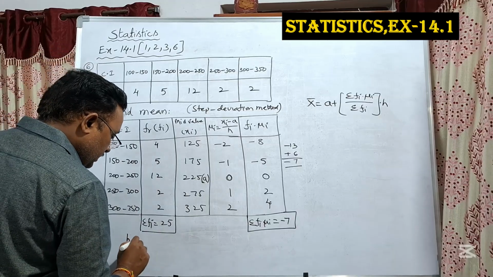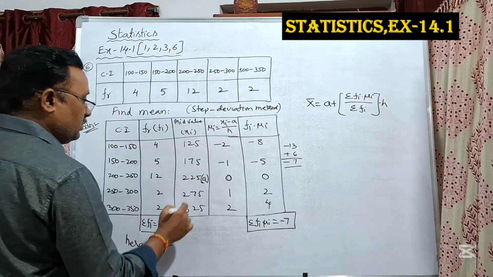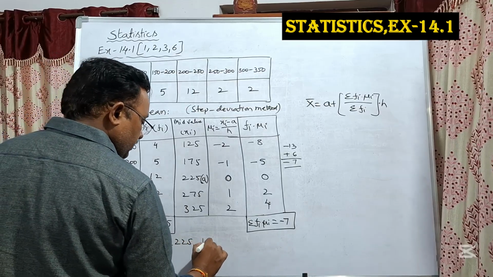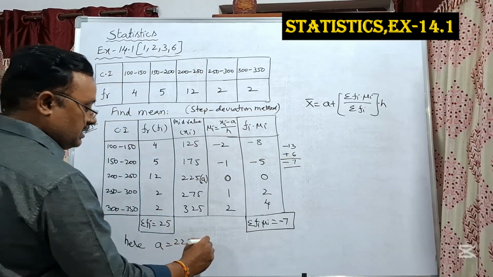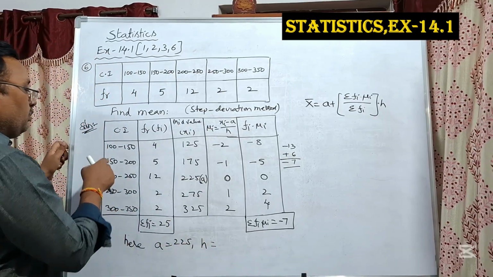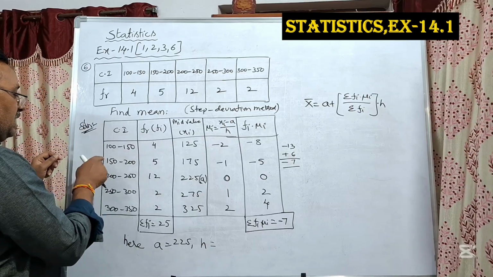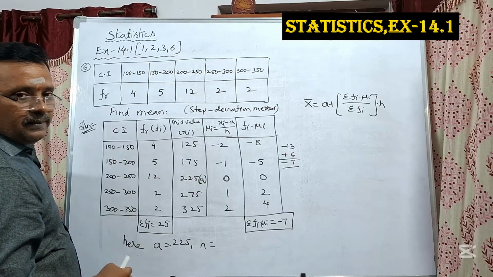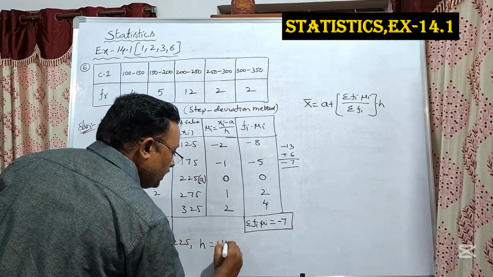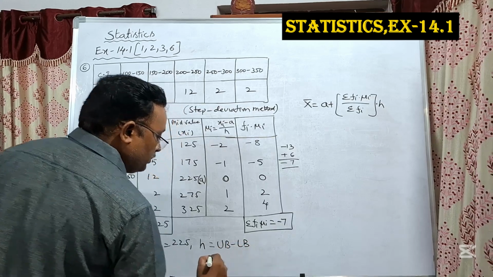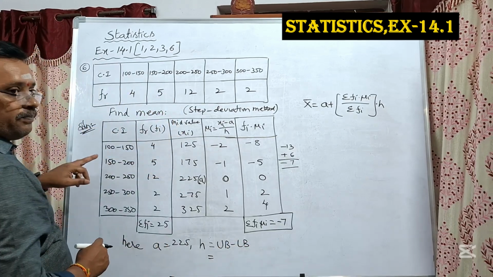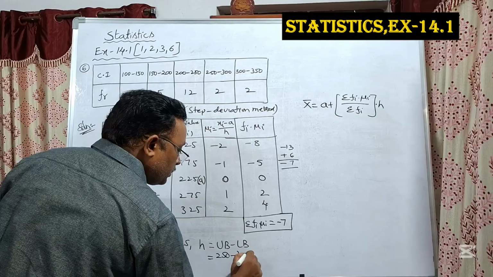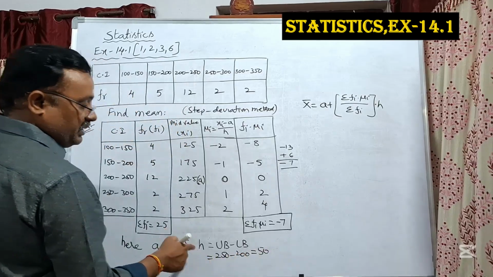And here the assumed mean A is equal to 225, and h, the class size, is equal to, already how much increment we observed in the left side values or in the mid values, that is 50 we observed. So that is the upper boundary minus the lower boundary value. You take any class interval, its upper boundary minus lower boundary. For example 250 minus 200 equals 50, that is the h value.